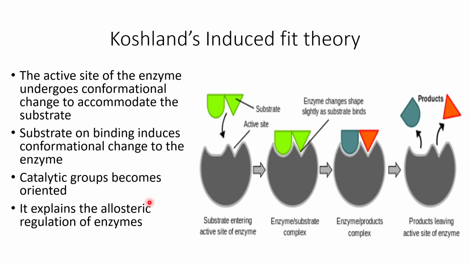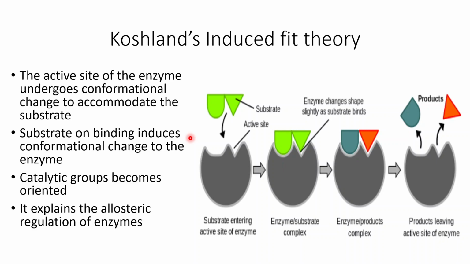Now, this theory explains the allosteric effect as well as the flexibility of the enzyme. Let us see what that is. The active site of the enzyme undergoes conformational change to accommodate the substrate. See over here, this is the active site of the enzyme, and this is the substrate. As the substrate comes near, the active site undergoes a conformational change to accommodate the substrate, and ultimately it leads to formation of products. So this is what is known as Koshland's induced fit theory.